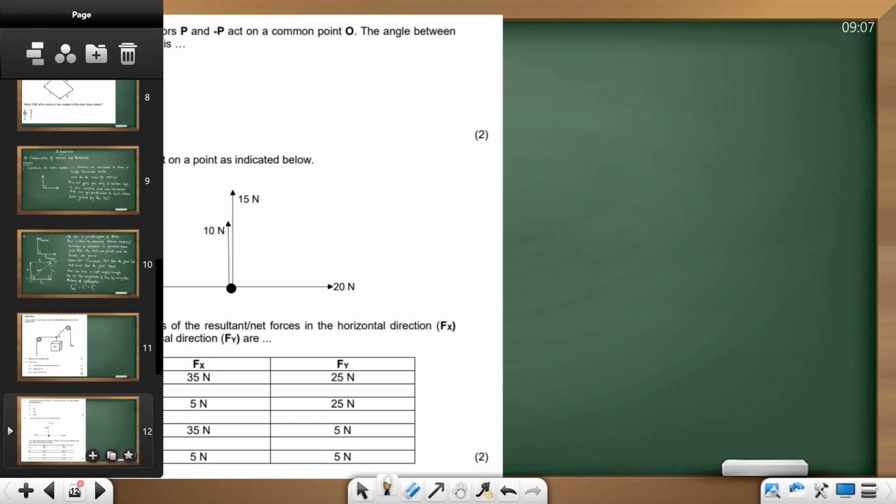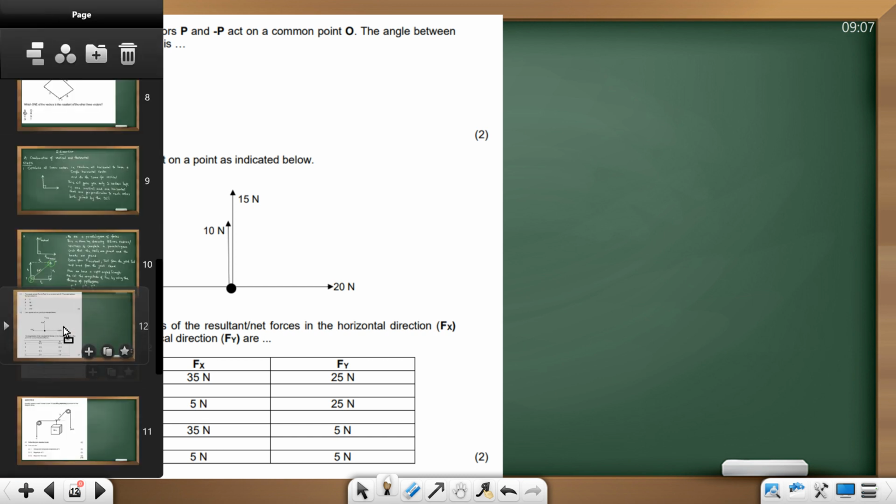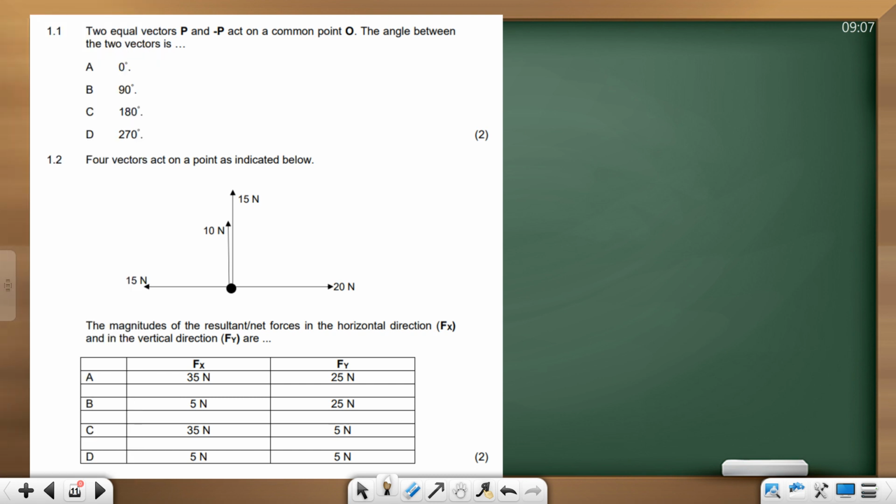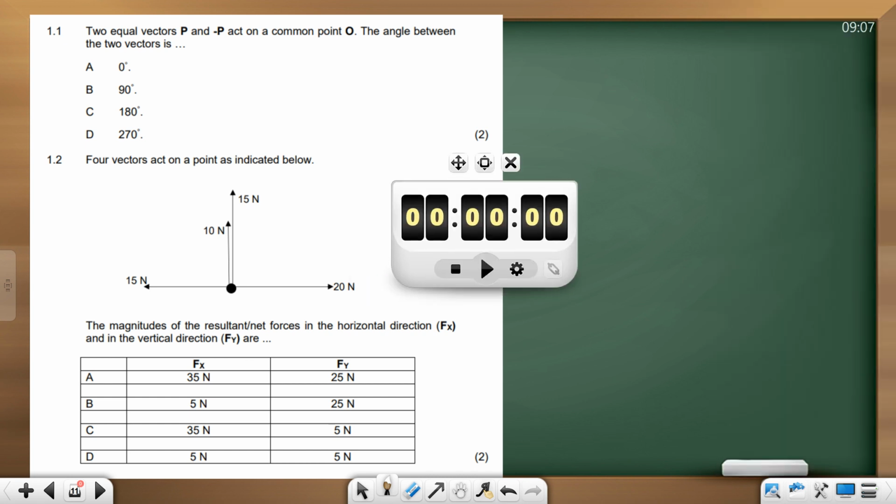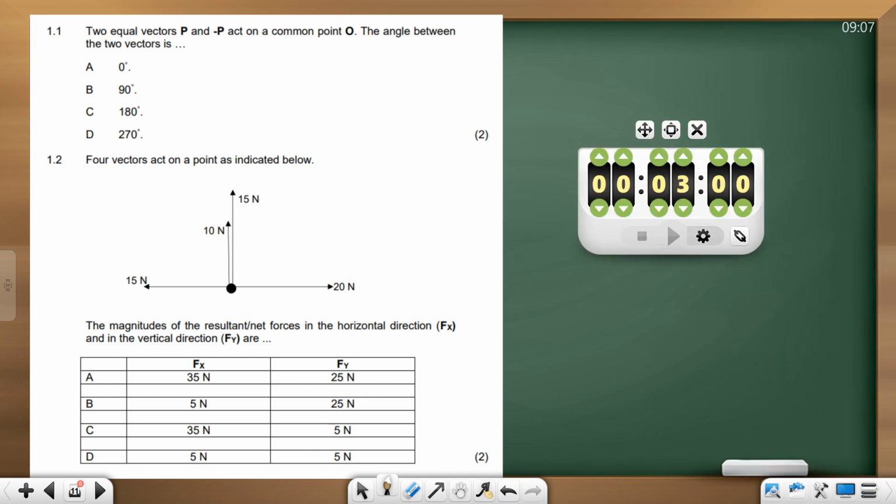Guys, quickly answer this multiple choice. Let's test you now. You should be able to answer this too. I'll give you 4 minutes. Let's make it snappy. Take your time. There are 2 questions there, 2 minutes each.